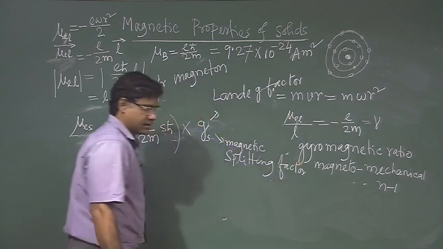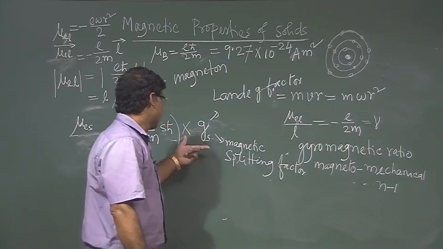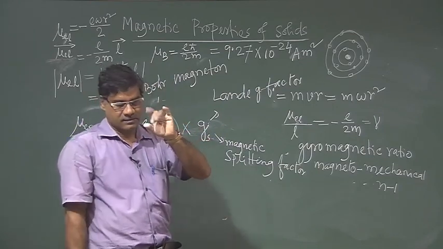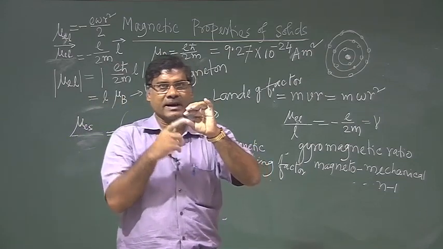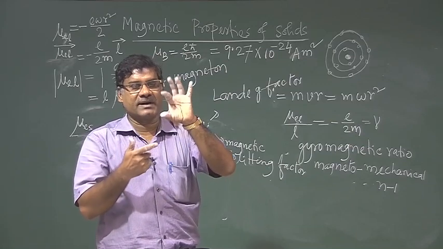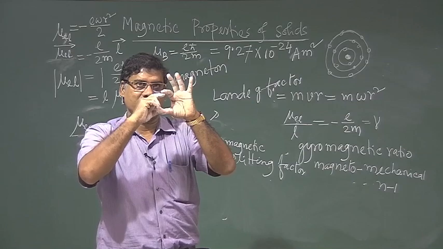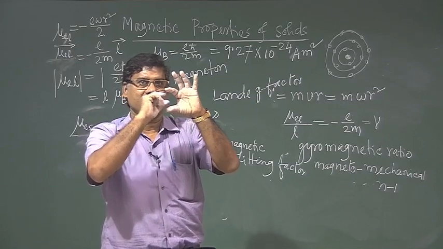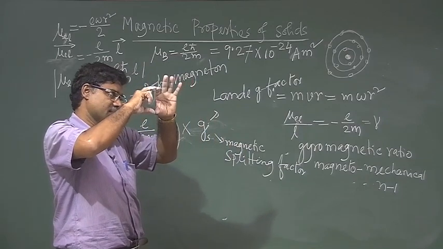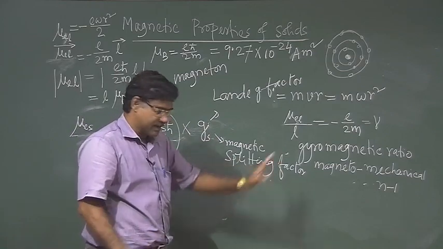It is called the magnetic splitting factor because if you apply a magnetic field, then before applying the magnetic field the energy level was degenerate, and after applying the magnetic field it is split, Zeeman splitting. So, the magnitude of this splitting, this separation, depends on this factor. That is why it is called the splitting factor.